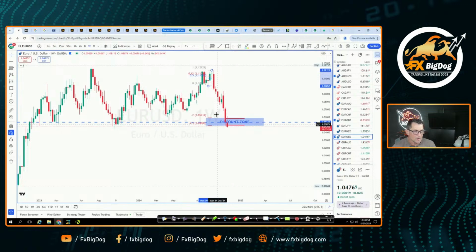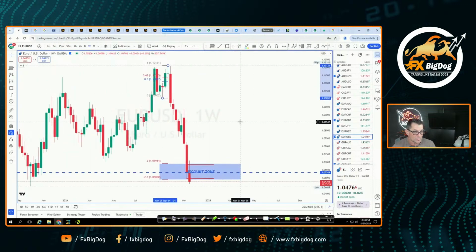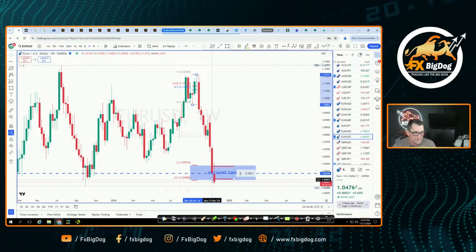What I want to see is price sweep the low. Once price sweeps the low, the next question I'm going to ask is, do we see the market sucking back up and closing back above this candle low right here? That's priced at around 1.0500.